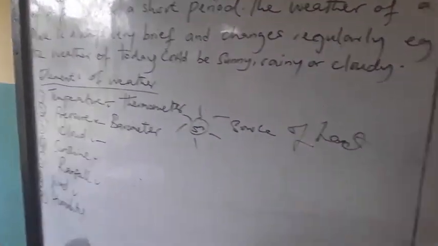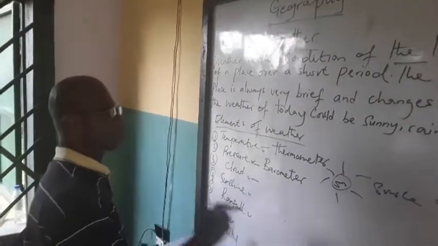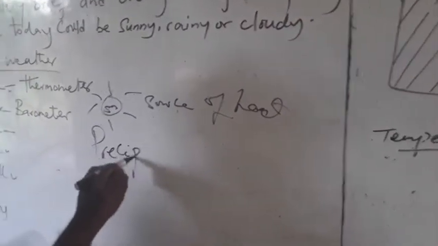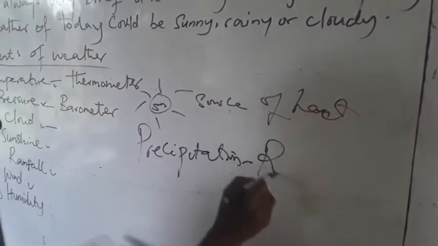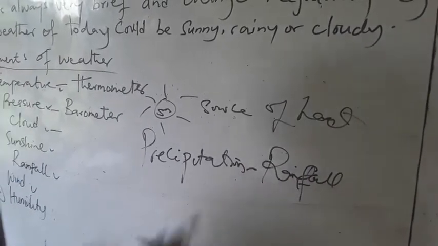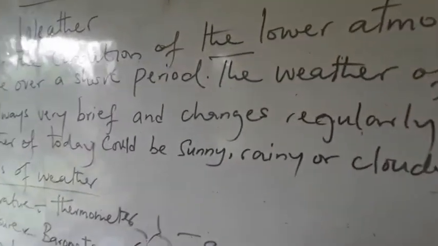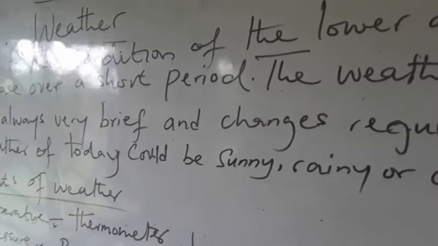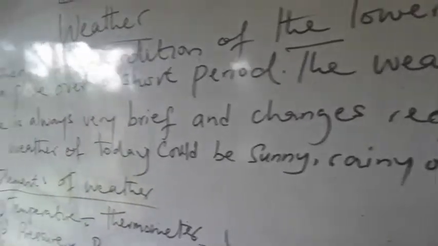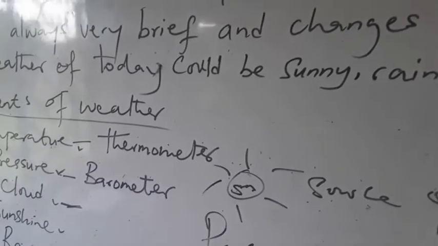And this is due to what we call condensation of water vapor that is carried by rising air. Eventually, this cloud will give way to what we call precipitation, that is rainfall. In another way, you call it rainfall. And this cloud gives rise, like I said, to rainfall, and in that area you can see that rain can fall, and that has caused the weather of that area to change.